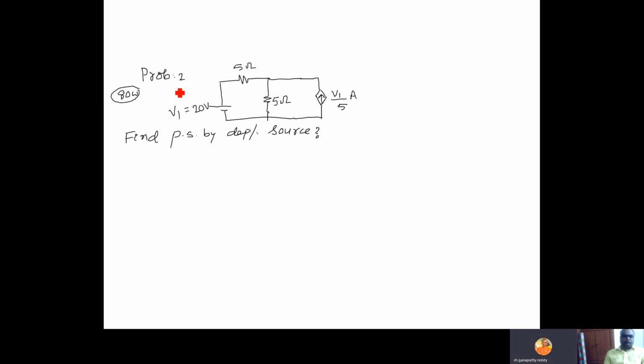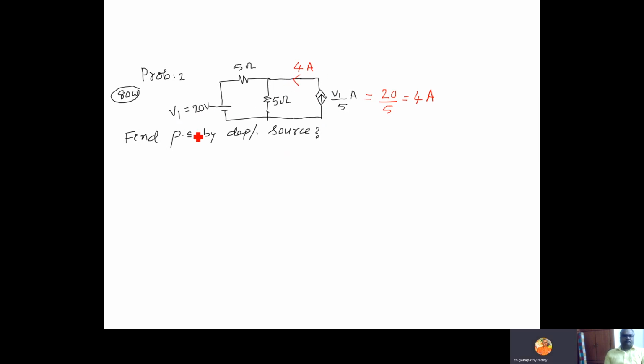This is problem number 2. Now here, find power supplied by the dependent source. So this one is dependent. Its value depends on this V1. So V1 of 20 volts and 20 by 5. If it is 20, what is this value? 20 by 5 is 4 amps. Now this source is giving current of 4 amps.